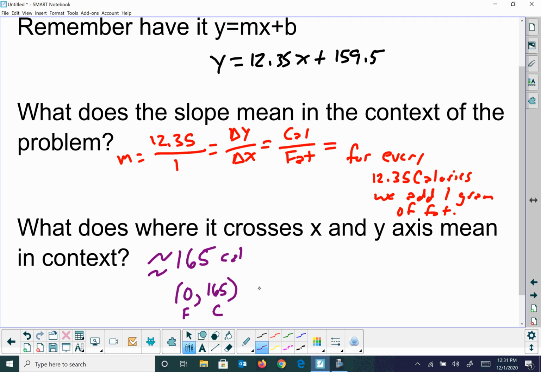Okay, now, that might not be the exact value. So let's think about what our equation is. It was this equation.